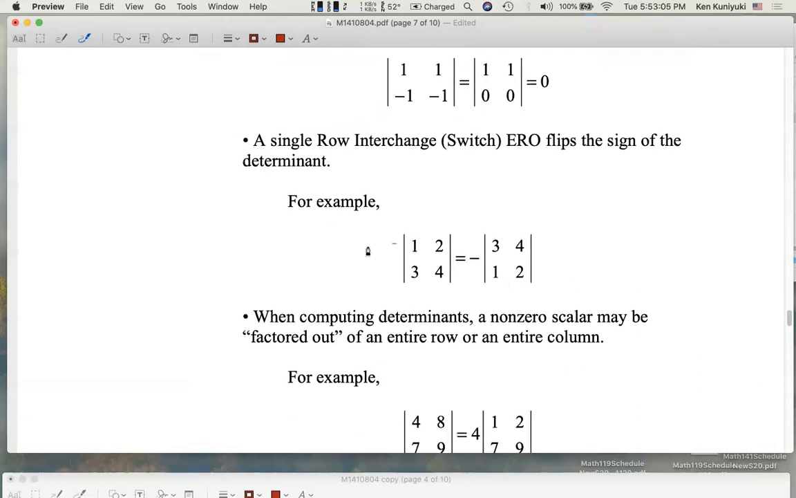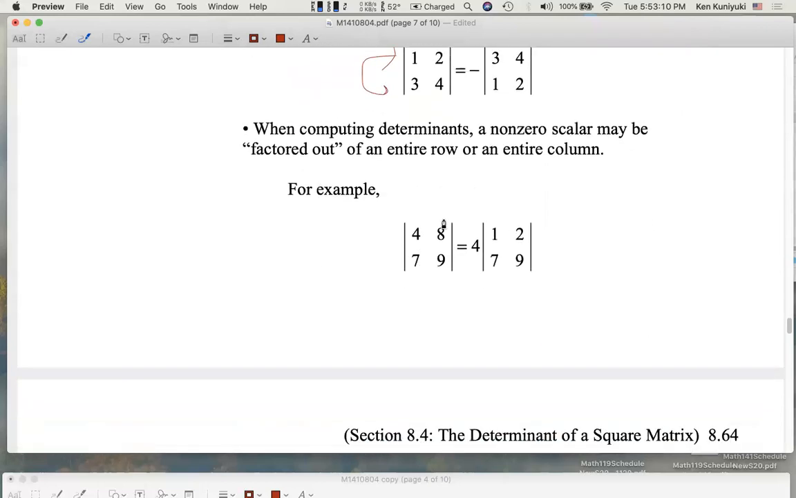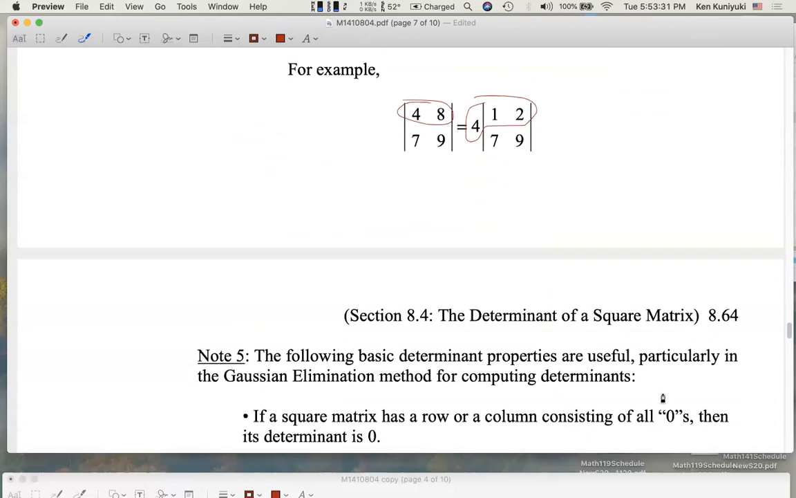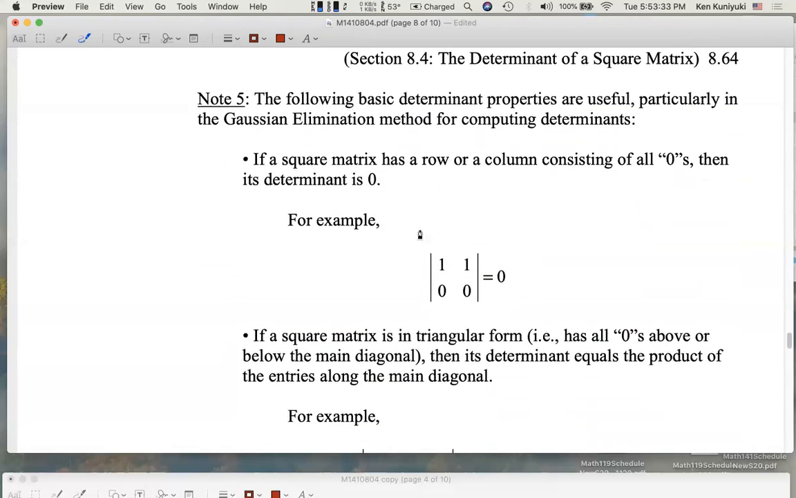Every time you switch rows, that leads to a sign flip. And you can factor a scalar, a non-zero scalar, out of an entire row or an entire column. There's like a factoring here out of a single row. But again, that won't be really in our class. You'll see these in Math 254, linear algebra. Again, if a square matrix has a row or a column consisting of all zeros, its determinant is 0, like this guy.